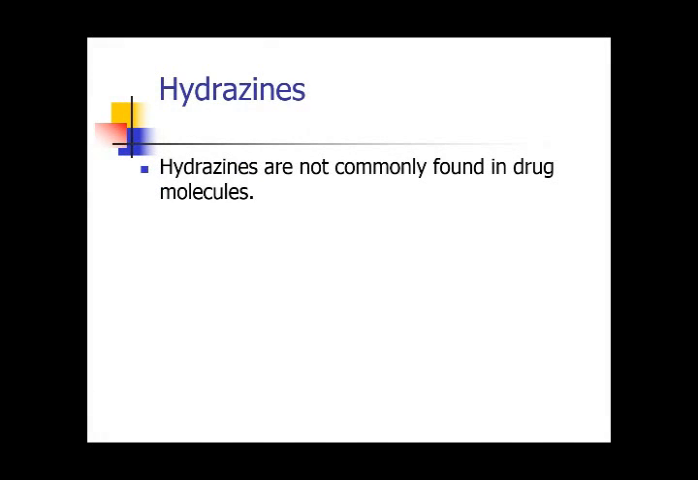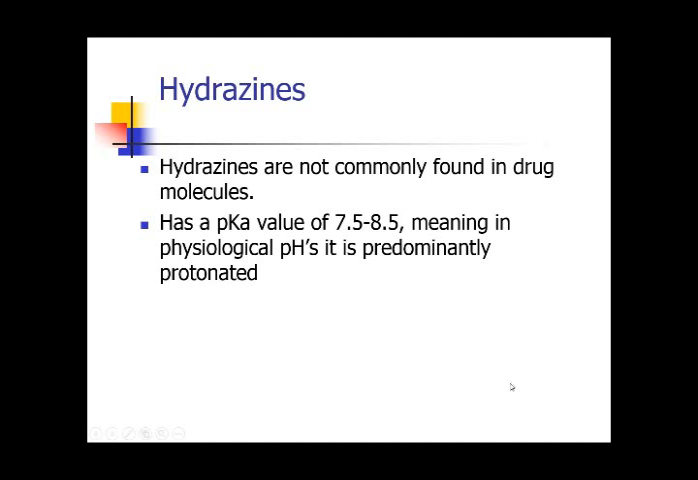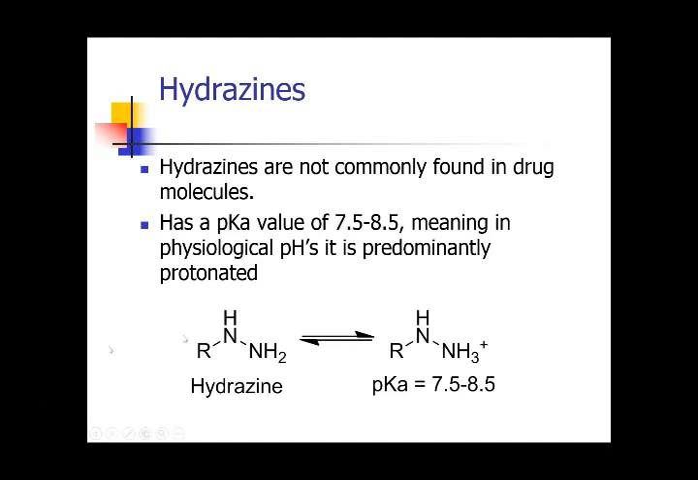Other functional groups that are considered bases, the hydrazines. These aren't as commonly found in drug molecules. They typically have a pKa of around 8, meaning at physiological pH they're predominantly protonated. So here's a hydrazine that you can see here. This half of it has a pKa of 8, meaning at pH 7.4, any number less than this, there's more H plus floating around, therefore it's more protonated.